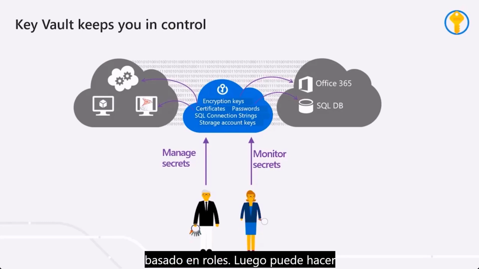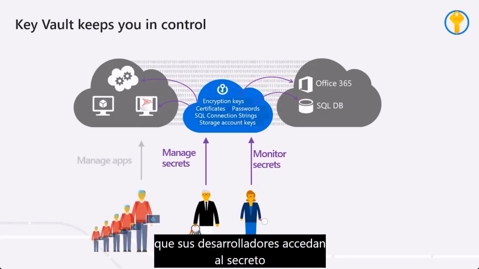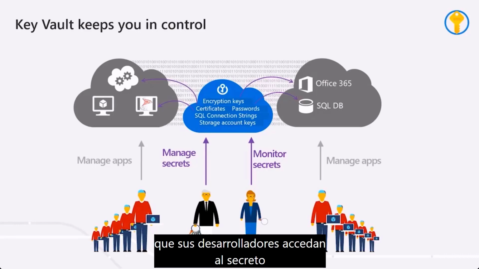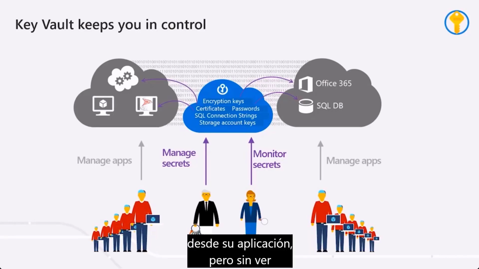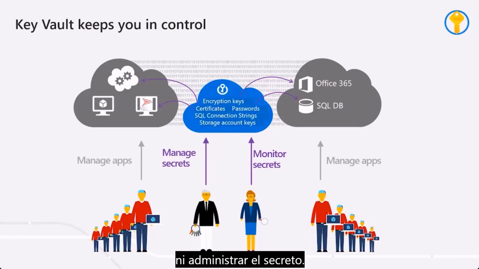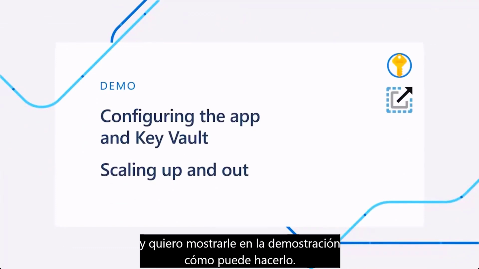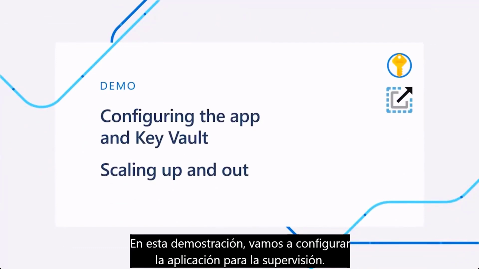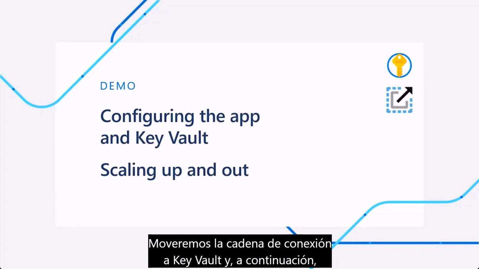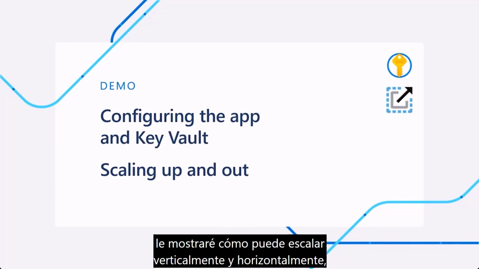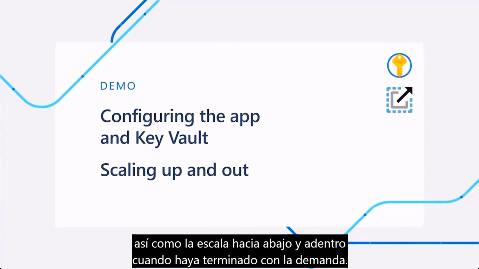So you can have, for example, the connection string in one location, but you can have 2, 3, 4 web applications using it. You can have a totally different person managing and monitoring the secret. So again, it's role-based access control, okay? And then you can have your developers accessing the secret from their application, but without ever seeing or managing the secret. So it's very, very convenient. And I want to show you in the demo how you can do that. So in this demo, we are going to configure the application for monitoring. Then we are going to move the connection string to Key Vault, and then I'll show you how you can scale up and scale out, as well as, of course, scale down and in again when you are done with the demand.